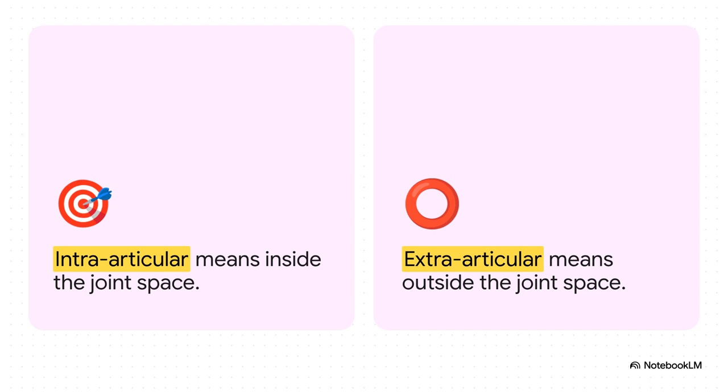Then we have intra-articular versus extra-articular. Now, intra-articular means you're hitting the target right inside the joint space capsule, while extra-articular means you're outside that joint space. Don't fall into the trap of assuming both just mean joint-related. Pinpointing whether a procedure is inside or outside the capsule completely changes your surgical approach and the complexity codes you need to select.